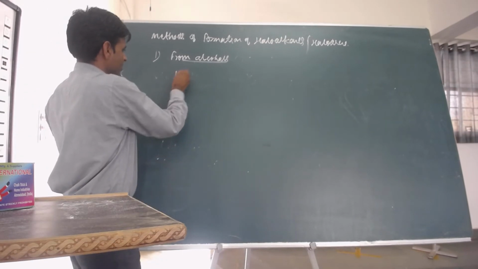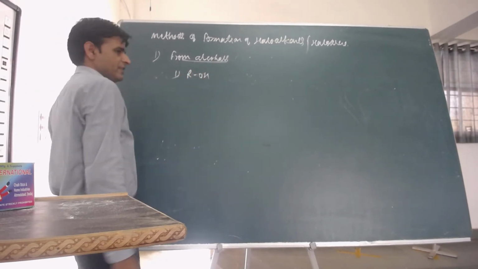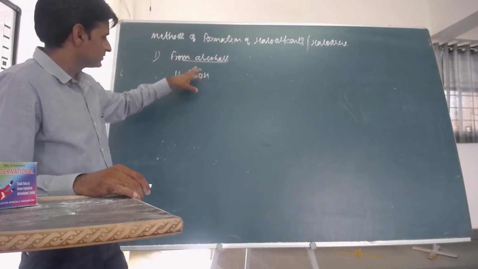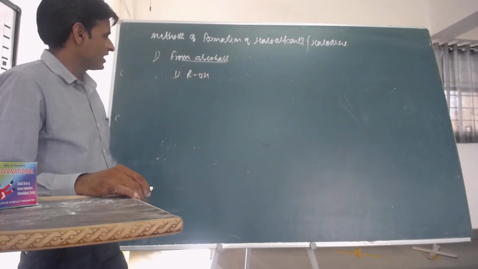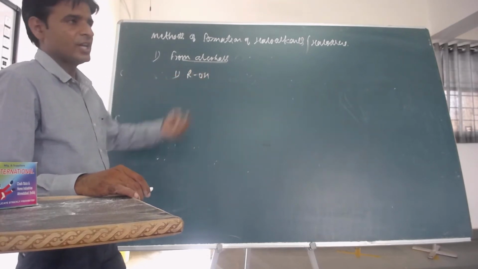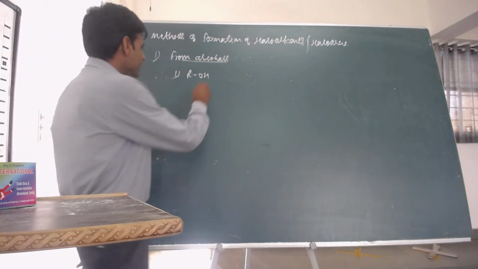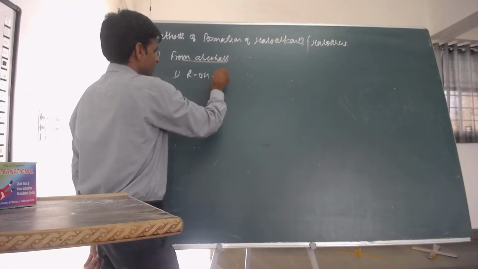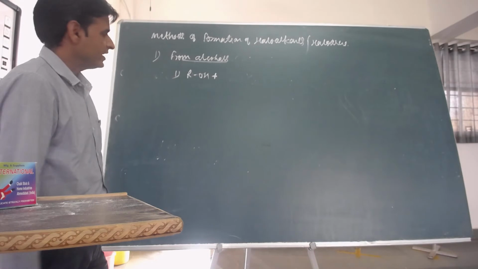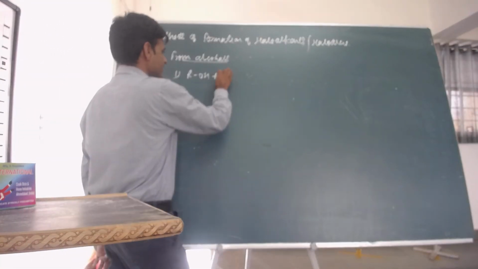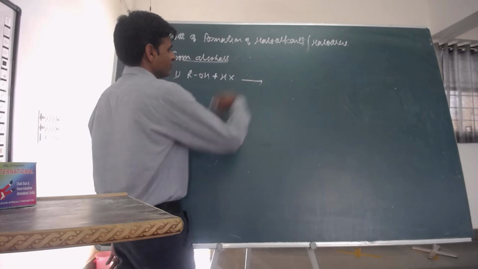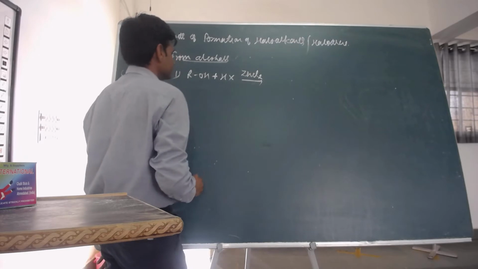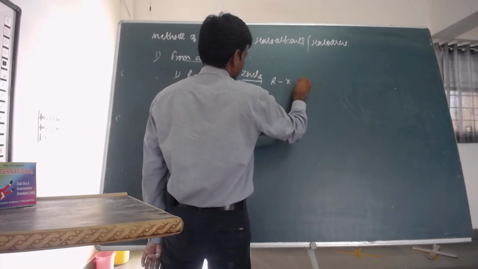For example, generally we consider the formula of alcohol like this. In this formula, R is the alkyl group and OH is the alcoholic hydroxy group. When the alcohol is treated with a halogen acid in the presence of a strong Lewis acid catalyst, for example ZnCl2, then we obtain a haloalkane.